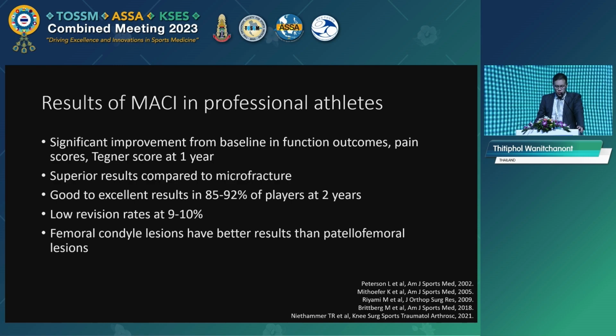The results show significant improvement in the functional score at 1 year or so in professional athletes. It has superior results compared with microfracture, with good to excellent results in players at 2 years and low revision rates. And for the site of the MACI, femoral chondral lesions have better results than the patellofemoral.